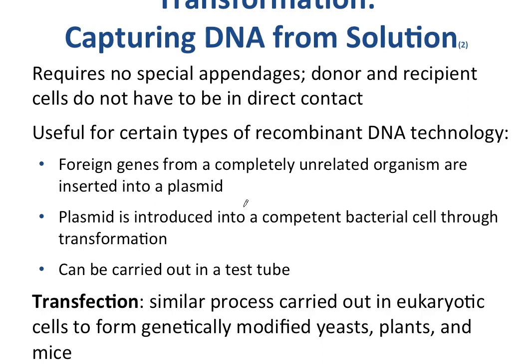The process that we use the plasmid to transfer the genetic information to the competent cell is called transfection. Okay, it's called transfection. So we can use this to change the trait of the yeast, plant cells, and even the animal cells.